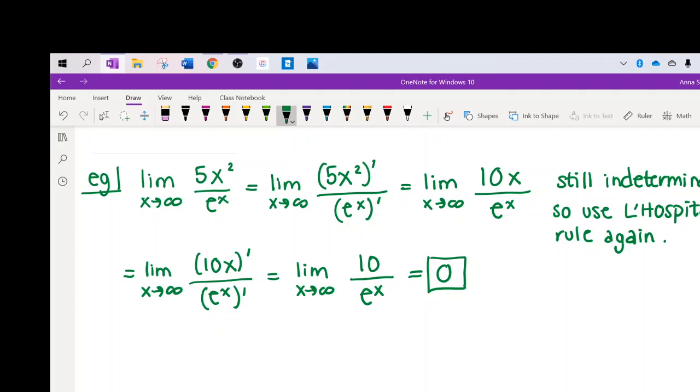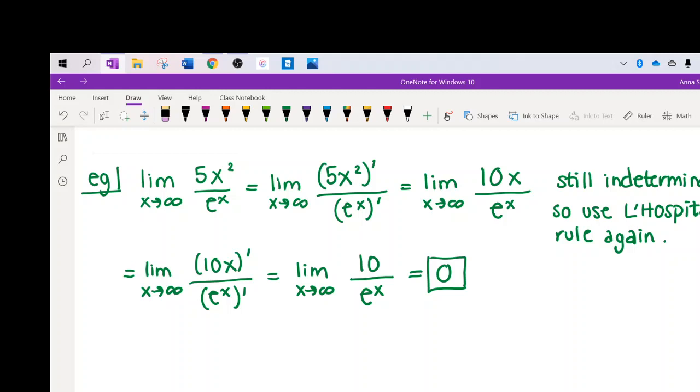All right, let's do another one. Oh, and before I move on from this, I just want to say that the same thing would have worked if this was like 5x cubed, right? Then we would have had to use L'Hopital's rule actually 3 times. Or if this was 5x to the 7th, we would have to use L'Hopital's rule 7 times.